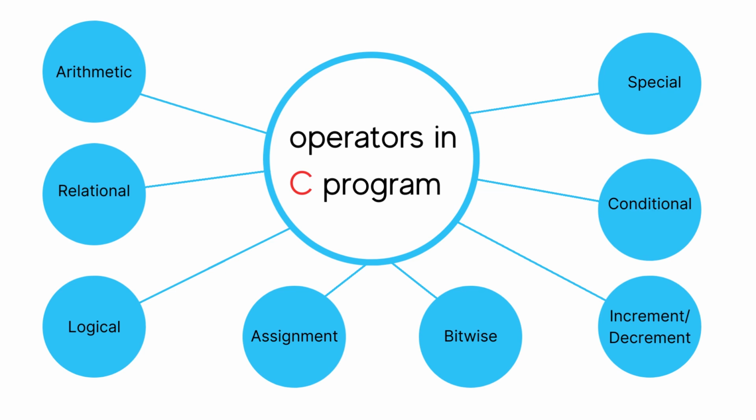There are different kinds of operators in C programming. Those are arithmetic, relational, logical, assignment, bitwise, increment, decrement, conditional, and special. Let's learn each of them.